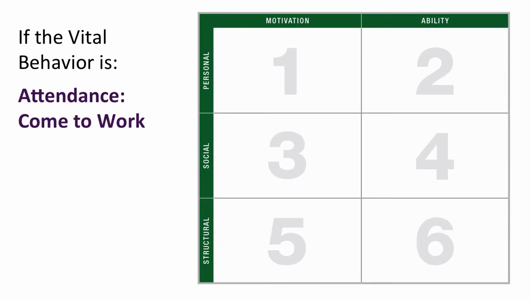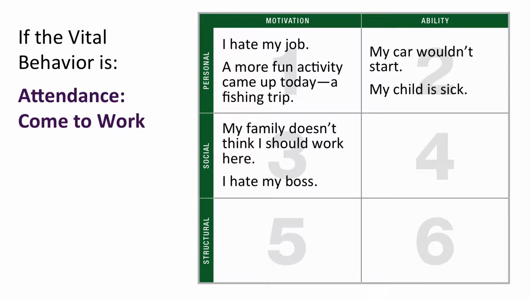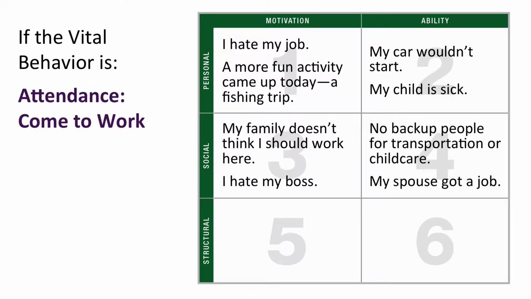The problems they face are people saying, I hate my job, and there are more fun things to do today, okay? Personal motivation. Personal ability is things like my car wouldn't start, my child is sick, I don't have an option, I don't have another way to do it, all right? At the social motivation level, my family doesn't think I should work here. They think it's degrading, okay? And I hate my boss, okay? Pretty good, right? At the social ability side, there are no backup people for transportation or childcare. In fact, they didn't have backup people for people to go to the bathroom. Okay? So it's pretty unpleasant.